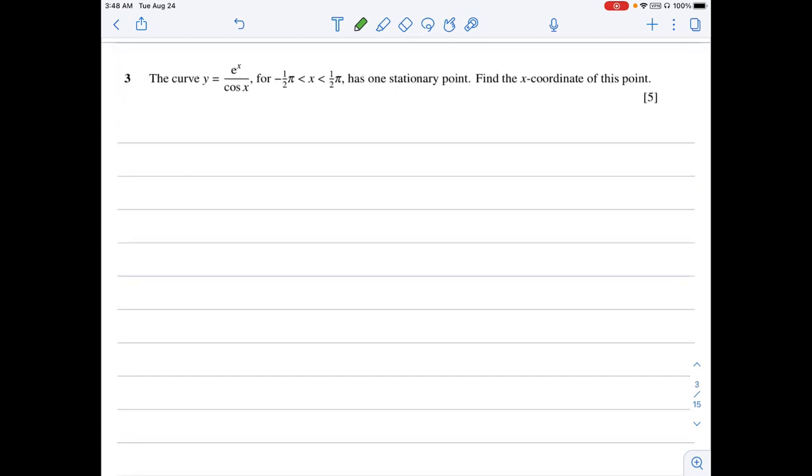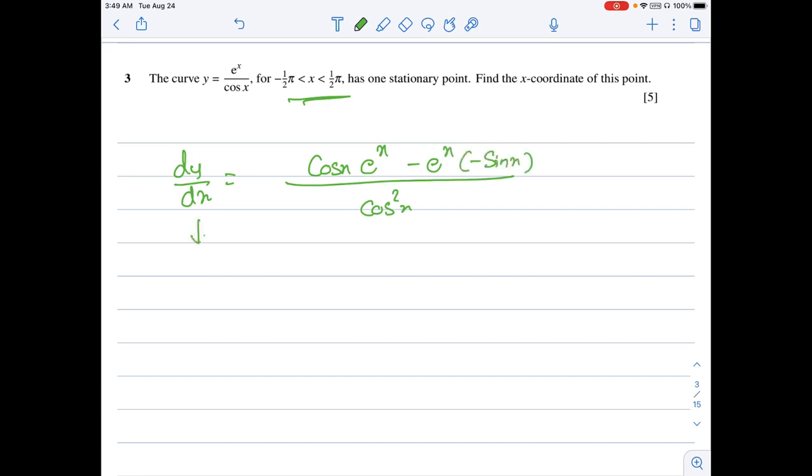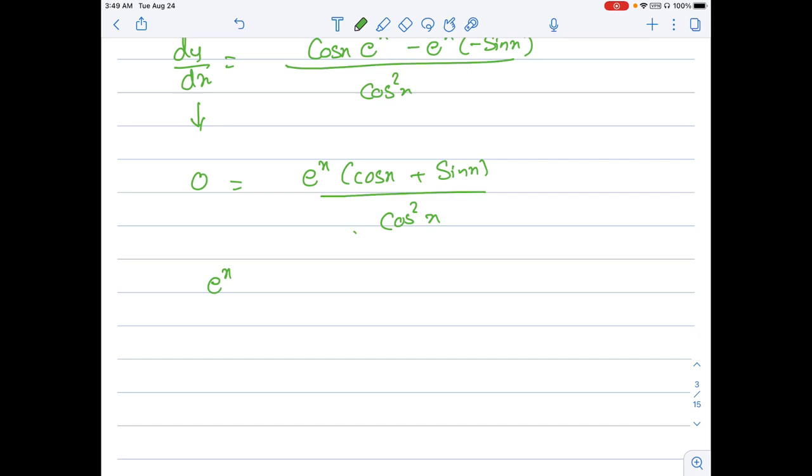Question number 3. Show that this has only one stationary point between this interval. So for a stationary point, we find dy by dx. dy by dx is equal to cos squared x, cos x, or cosine x, e power x derivative is e power x, minus e power x as it is, cosine x derivative is negative sin x. Find dy by dx and equate to 0, so it becomes e power x (cosine x plus sin x) upon cos squared x. Do the cross multiplication, so I get e power x times (cosine x plus sin x) is equal to 0. We know that e power x can never be 0, so I am left over only with cosine x plus sin x is equal to 0.